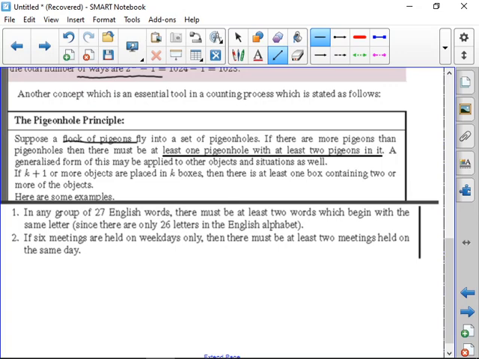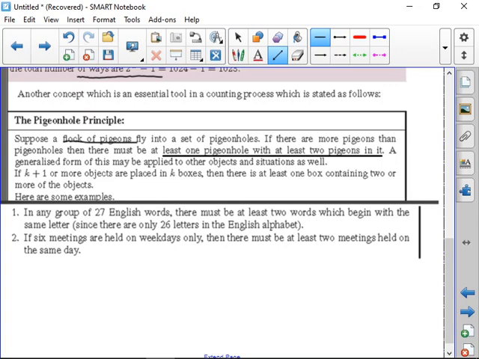Yes, if there are more pigeons than pigeon holes, then at least one pigeon hole will contain more than one pigeon. Okay, at least 2 pigeons should be there in one hole. So, what is the generalized form of this? The generalized form of this may be applied to other objects and situations as well.